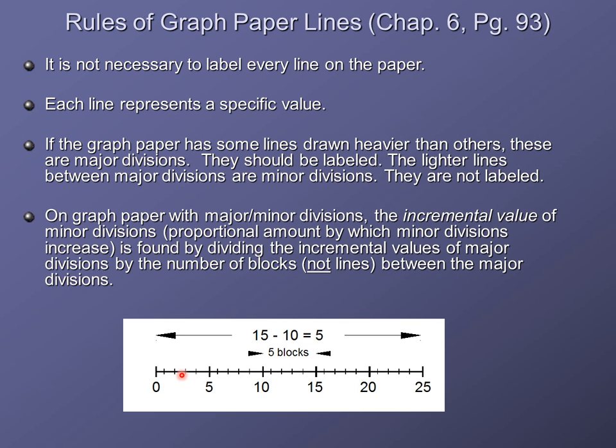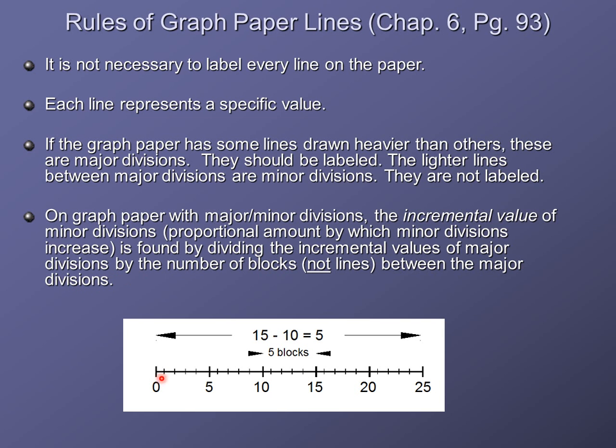Also, for this division, this long one is called a major division. These small ones are called minor divisions. We can also find how much one minor division is worth just by doing a little math. We find it by dividing the incremental value between the major divisions by the number of blocks between the divisions.